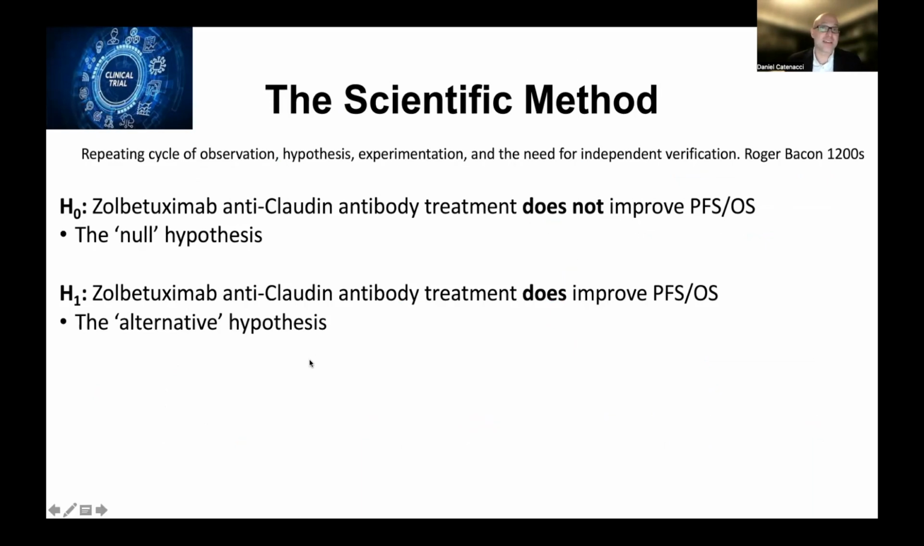Some other semantics about clinical trials and statistics and hypothesis testing are that, say, for example, our hypothesis is that zolbetuximab treatment improves outcomes, progression-free survival, overall survival, compared to not having it. That is actually referred to as the alternative hypothesis. The null hypothesis would be that it does not improve overall survival.